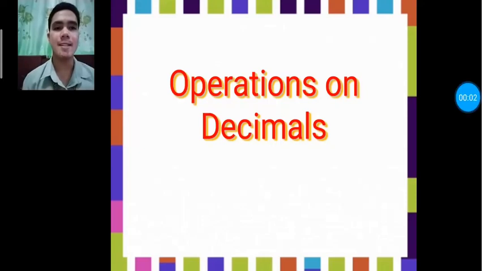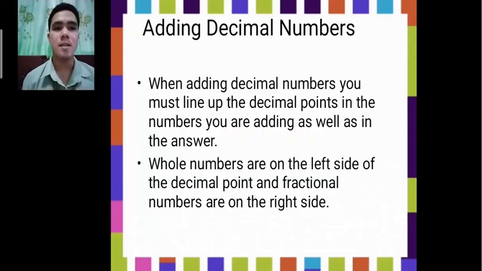Good day, class. Today we are going to talk about operations on decimals. So first we have adding decimal numbers. Take note that when adding decimal numbers, you must line up the decimal points in the numbers you are adding as well as in the answer. Whole numbers are on the left side of the decimal point and fractional numbers are on the right side.